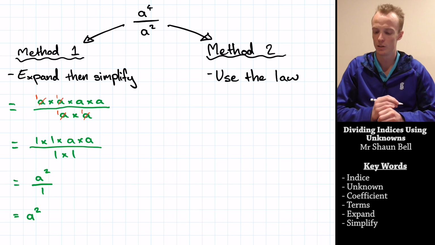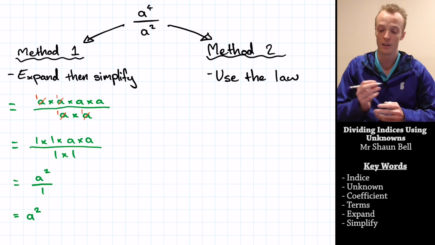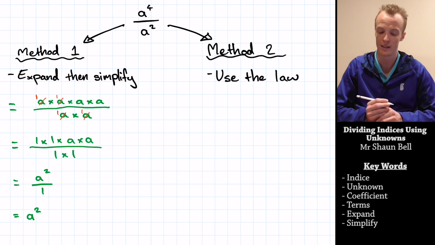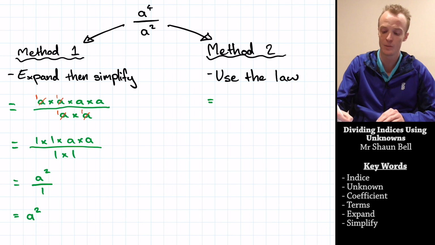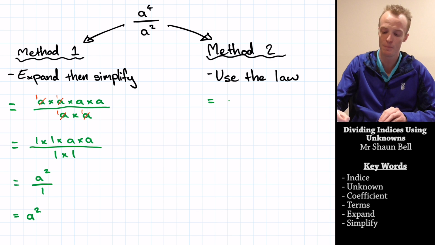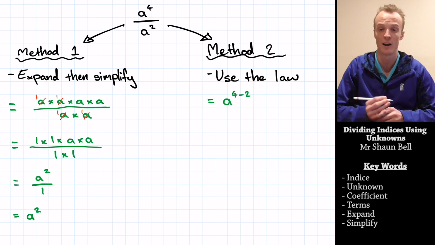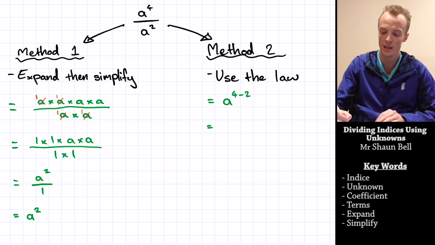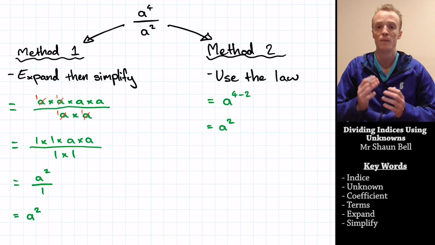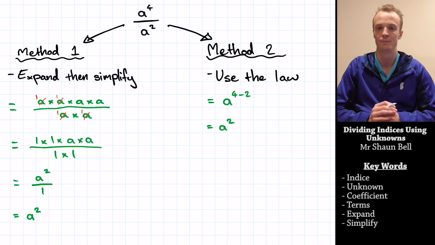Alright, so let's take a look at when we use the law. Now the law states that when we're dividing two indices with the same base, we keep the base but subtract the exponents. So in this case, we're dividing two indices with the same base of a. So we keep the base of a and we subtract the exponents. So that's going to be 4 subtract 2, which is equal to a to the second power. Now you'll notice that I've arrived to the same answer here, but in a much more efficient method.